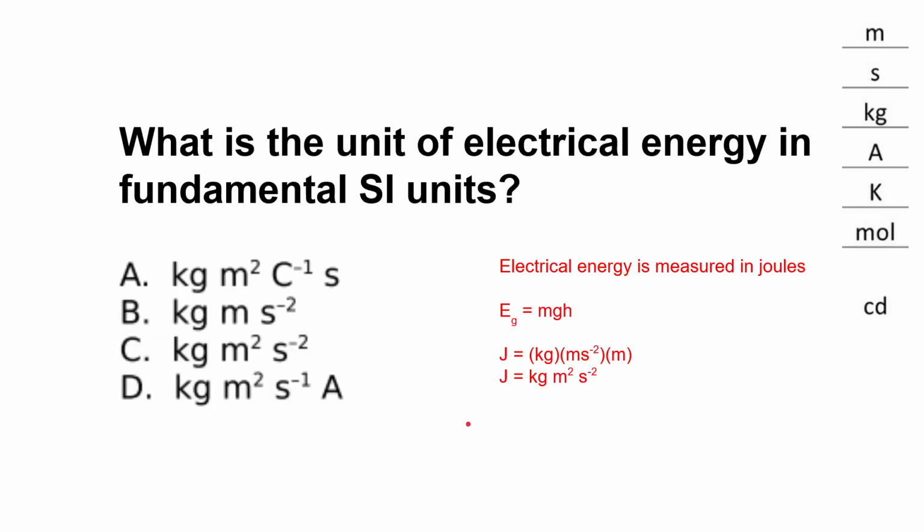There are other ways to solve this as well. For example, we could have used the gravitational potential equation. And in this instance, the unit for mass is kilograms, gravity is meters per second squared, and height is measured in meters. That simplifies to that same answer from earlier.